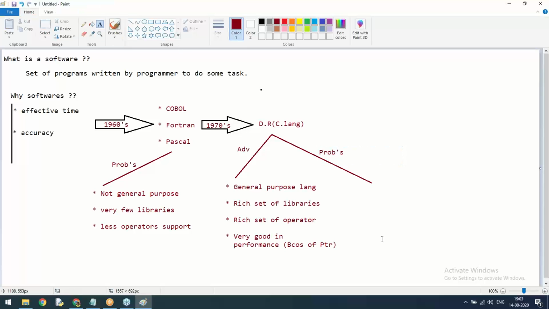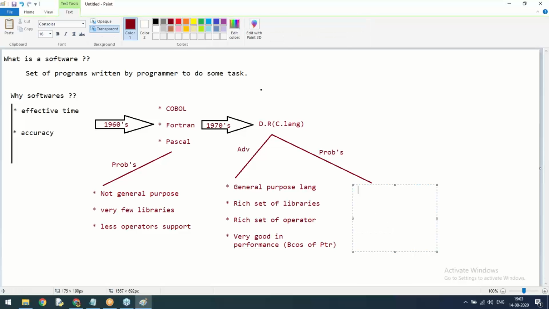C had many problems. But there are two major problems of C that made other people introduce the Java language. You know what the first major problem of C is? Difficulty. C is a little difficult compared to Java. I will tell you the reason why.